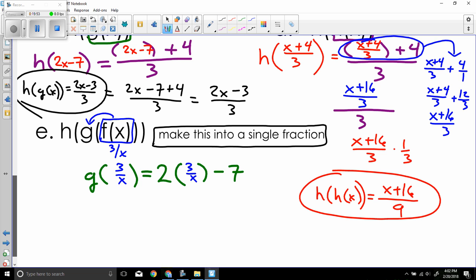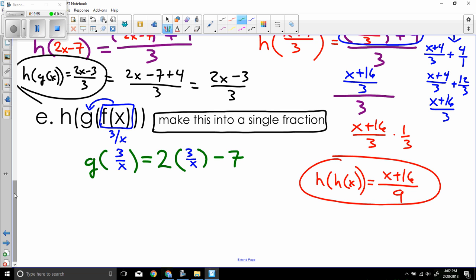All right, well, let's do a little bit of algebra here. This is what? Then it'd be 6 over x minus 7. Gosh, it feels like I've done this already. Maybe it's because I haven't. I multiplied this by x and this by x. And that's what I did, negative 7x plus 6 all over x. And now remember, that's just g of 3 over x.